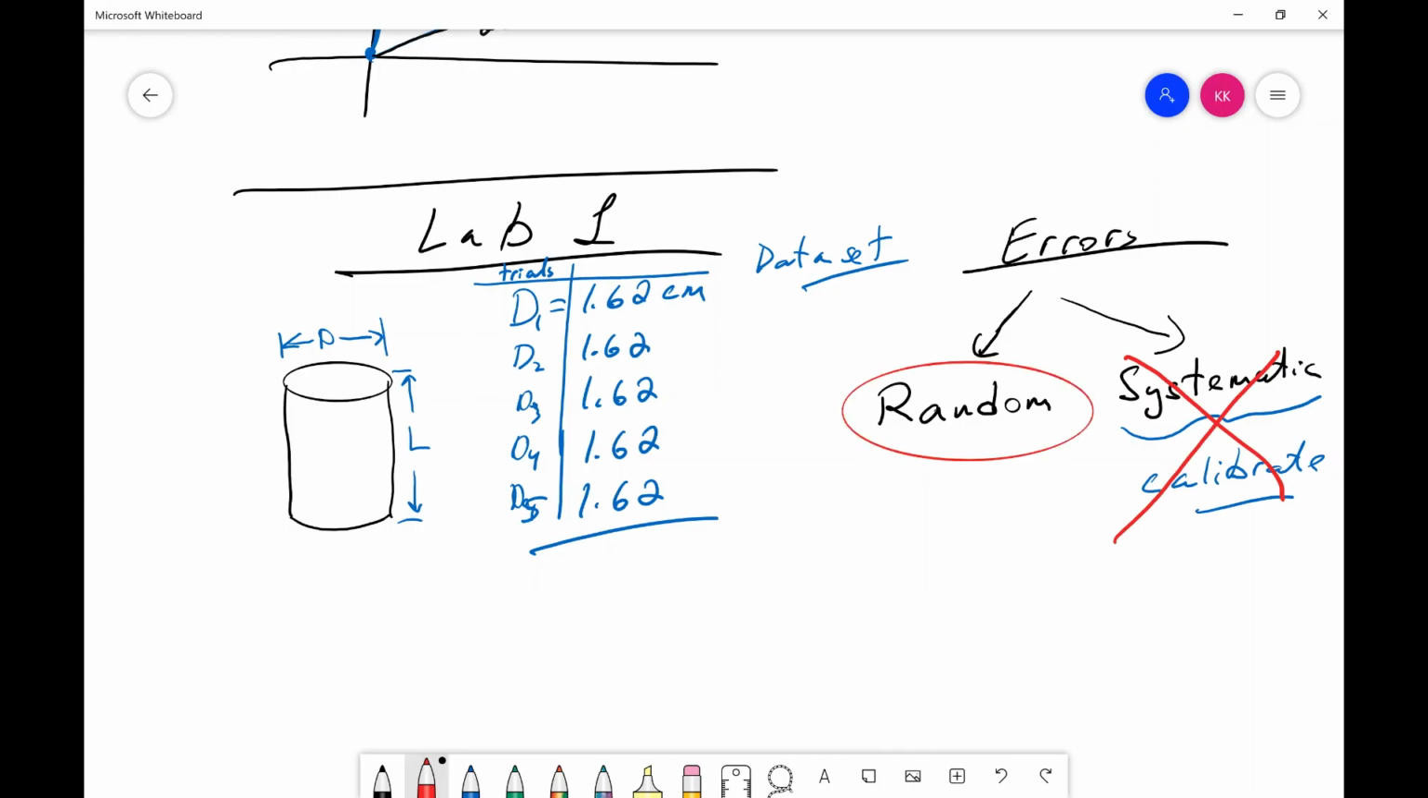Random errors you cannot avoid because these are human-made errors. These are human-made errors, and human-made errors are always unpredictable. You don't know, let's say, what the reaction time is for one person compared to another.